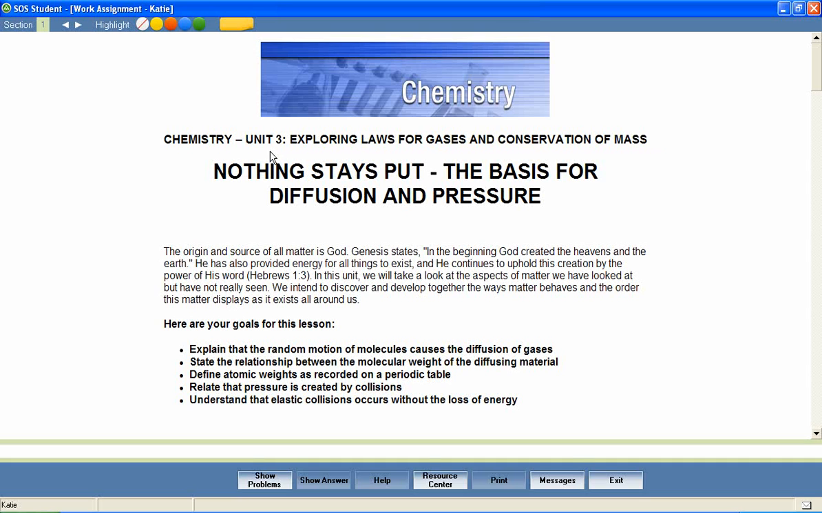In a unit entitled Exploring Laws for Gases and Conservation of Mass, let's look at a lesson called Nothing Stays Put, the basis for diffusion and pressure.